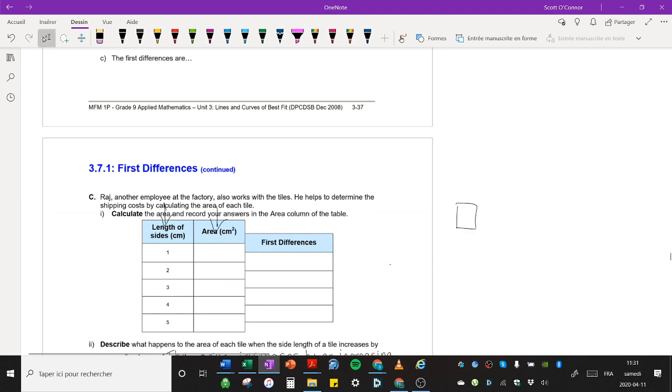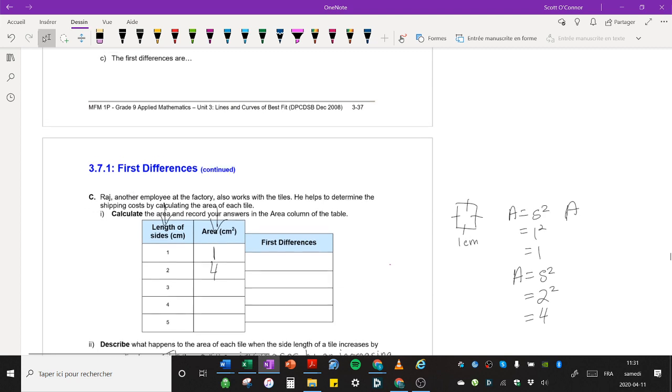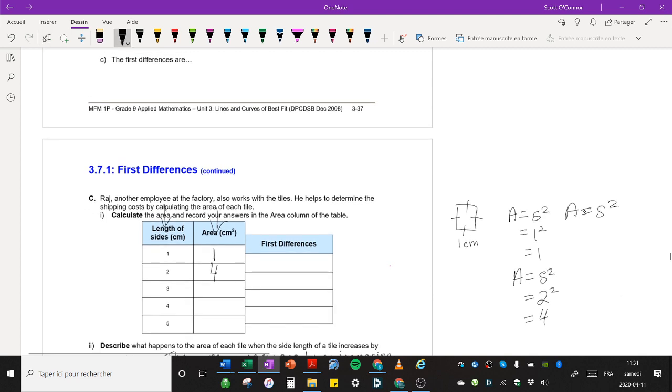So again, we have a square, and if we have a side length that's 1 centimeter, what's the area going to be? A equals s squared. We substitute in 1 for s, we get 1. Area is going to be 1. What about if it's 2? Area equals s squared. We substitute in 2. 2 squared, we get 4. What if it was 3? We're going to do area equals s squared, and we get 3 squared, and we get 9.